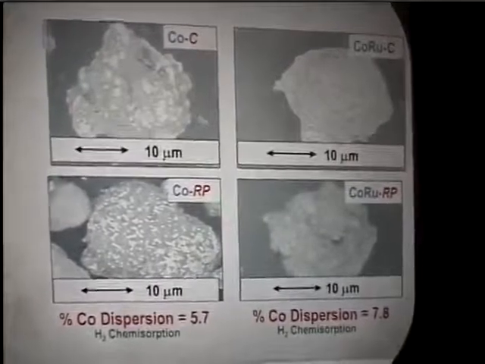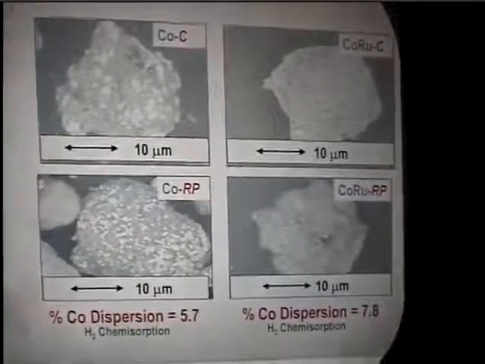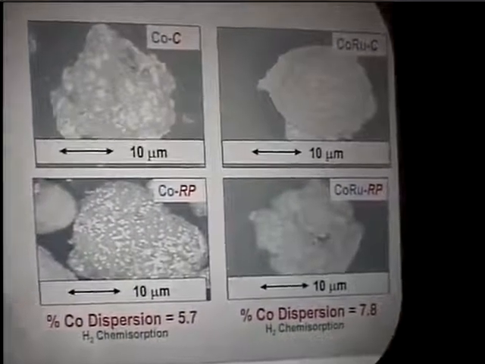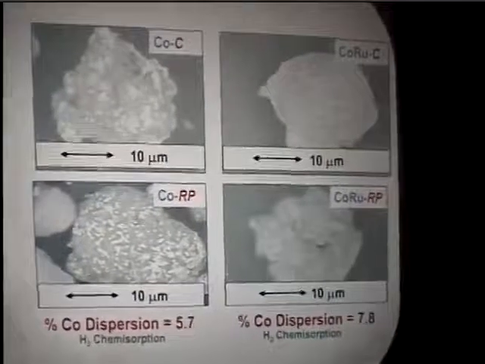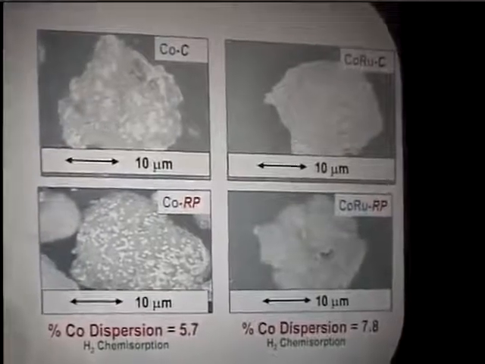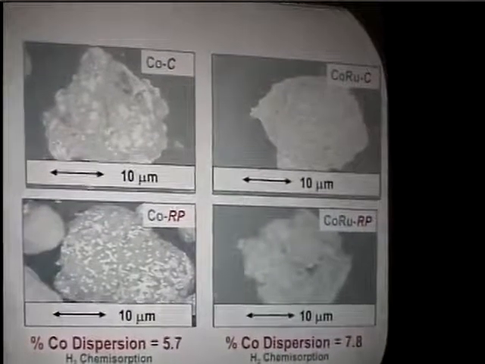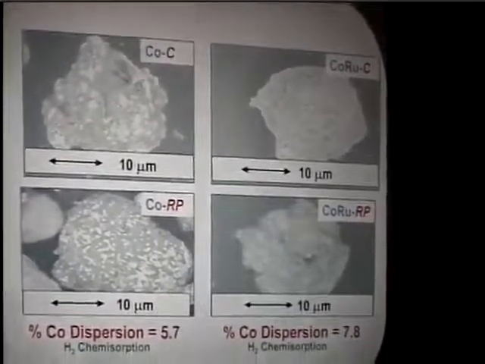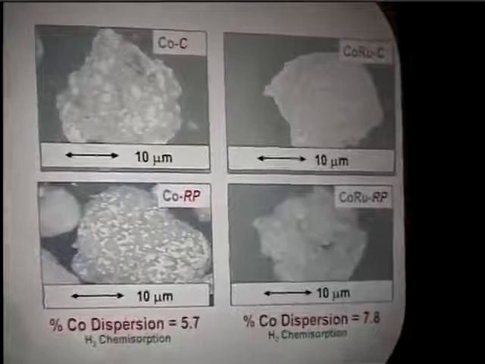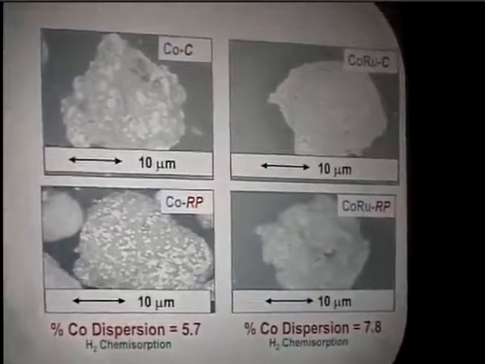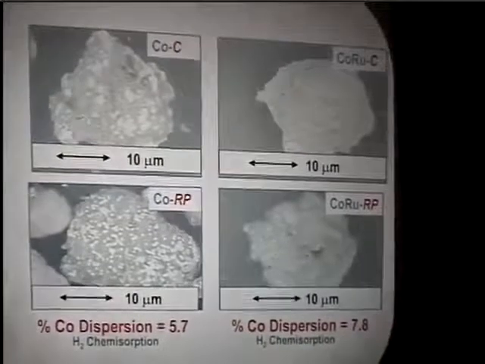From these micrographs, we can see the difference in dispersion of cobalt. With ruthenium promotion, cobalt is more dispersed, resulting in the observation of smaller cobalt patches all over the catalyst surface. This is better described using the results from hydrogen chemisorption shown here. With ruthenium promotion, the overall cobalt dispersion is much higher.